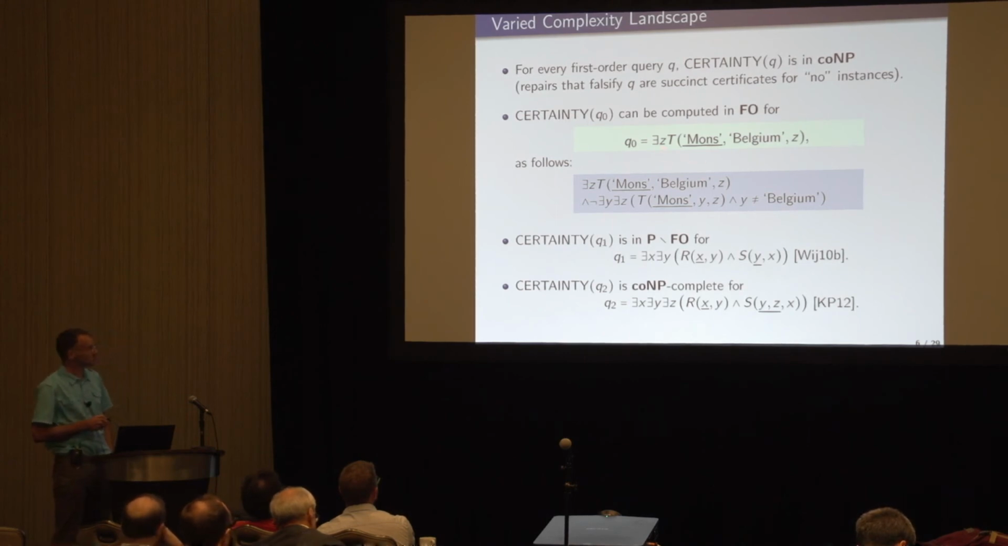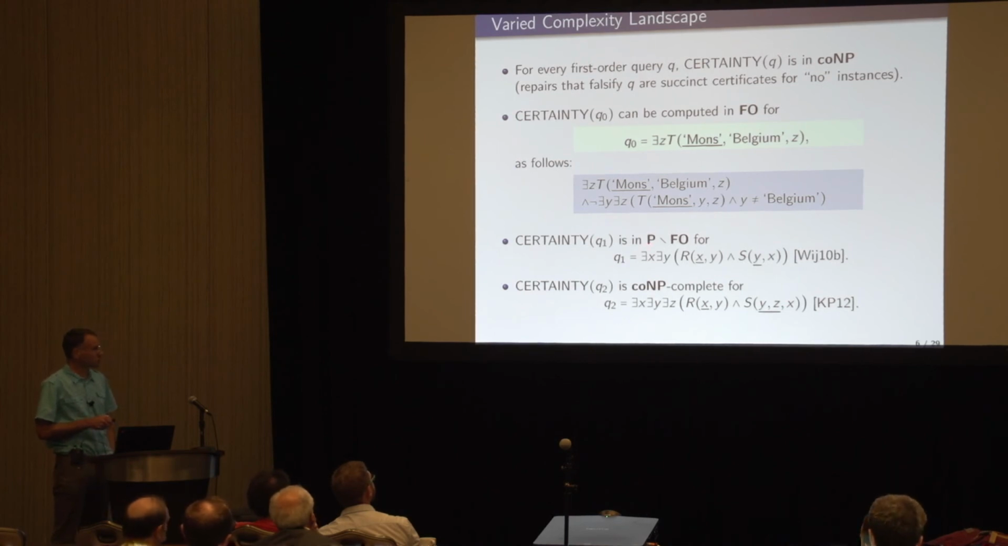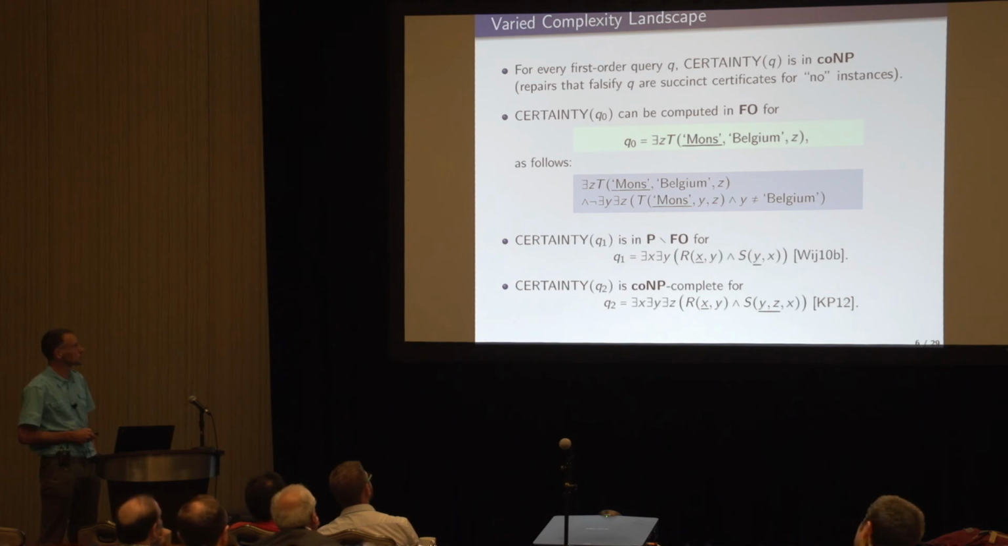So for example, if I take this query, is Mons in Belgium, then actually this can be solved in first order, because there is a first order query that solves the problem. You just have to ask whether Mons is in Belgium, and there's no tuple in the database stating that Mons is in another country. It's also known that there are queries for which the complexity is in P minus FO, and for some other queries it's coNP-complete. So we have all possible complexities depending on the query.